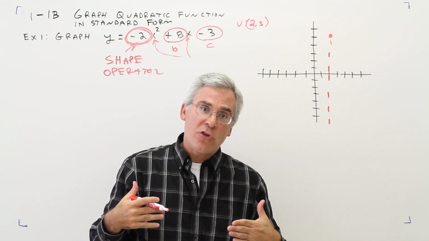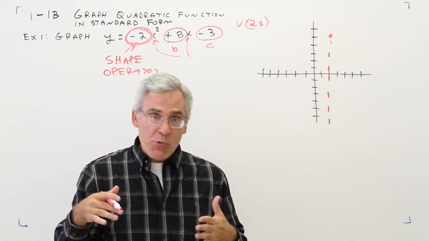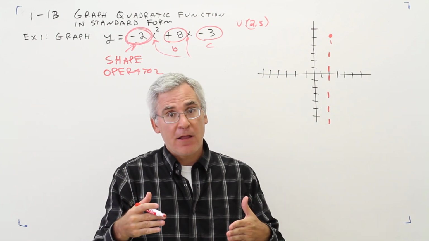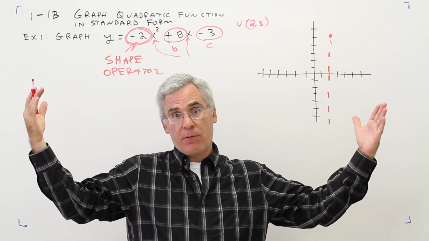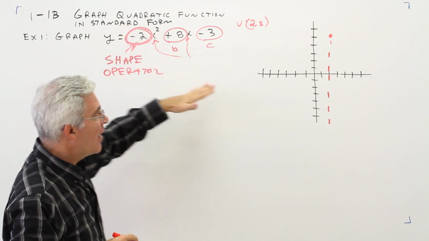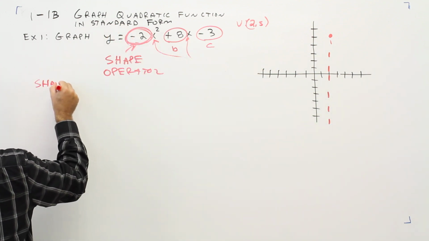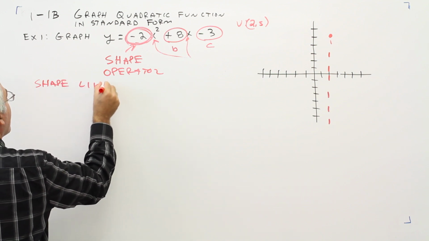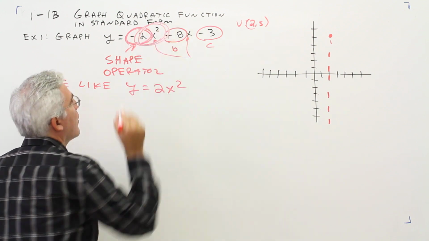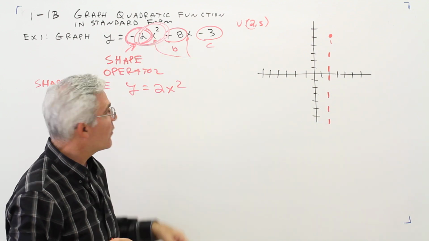All right, so if that's a 2, that means it's going to be twice as narrow. If it's a 3, 3 times as narrow. 4, 4 times as narrow. 1/2, it'll be 1/2 as narrow or twice as wide, however you want to look at it. And again, I don't have to worry about that negative. That negative just means it's going down. So the shape is like y equals 2x squared. So that dictates a shape, that alone. That lead coefficient and the x squared.